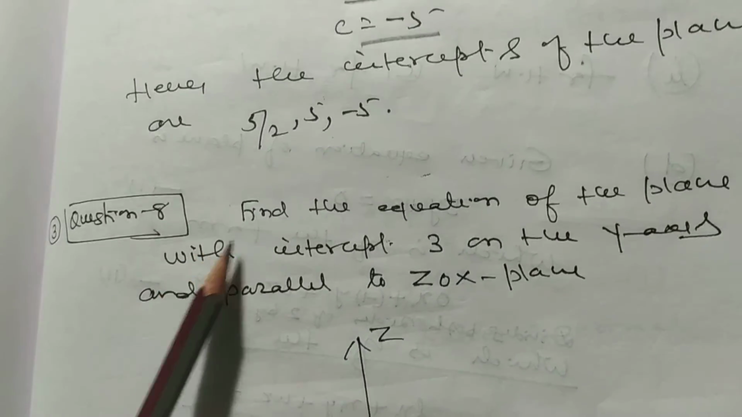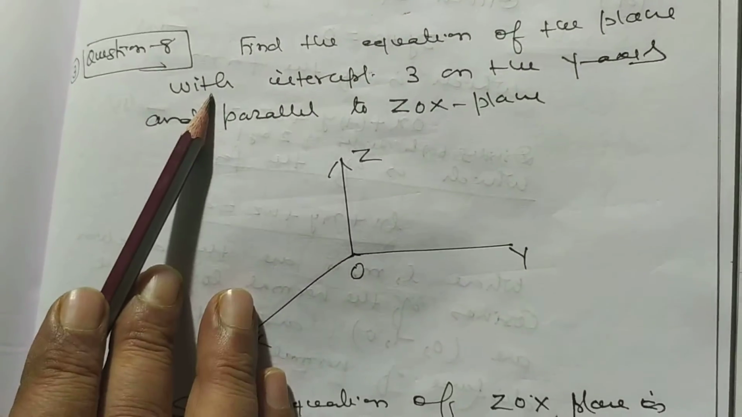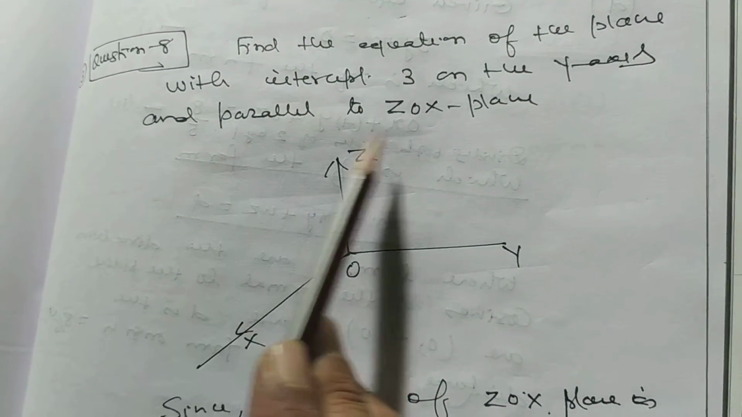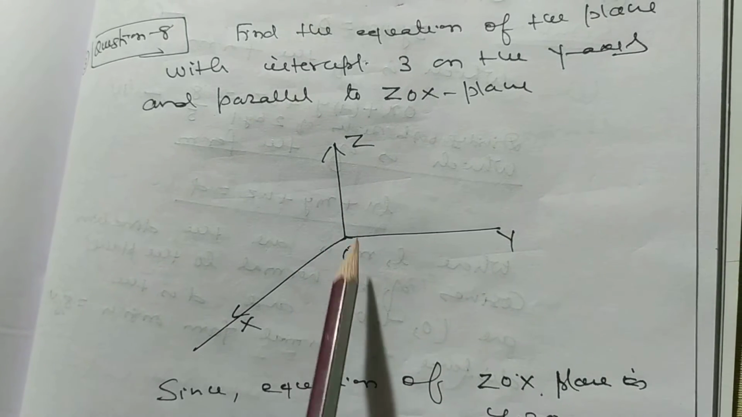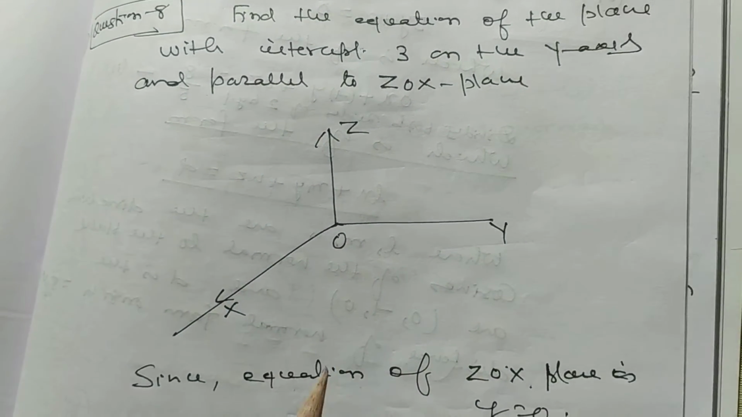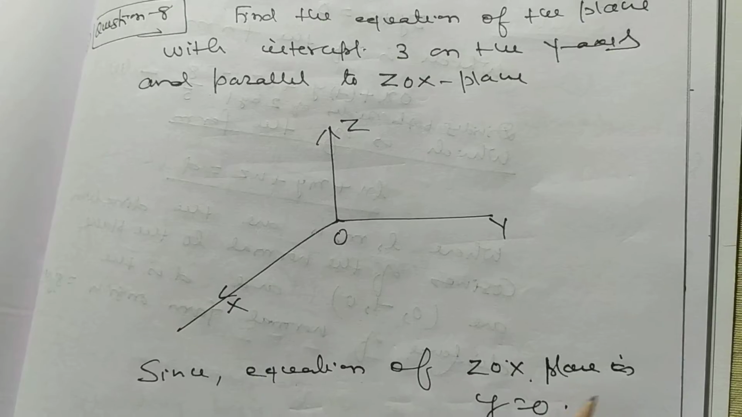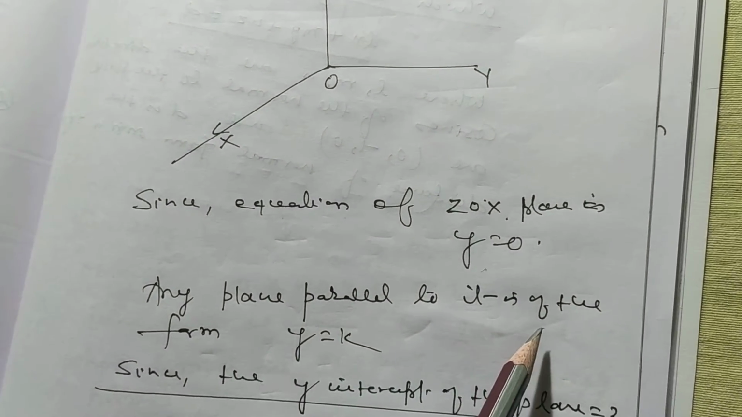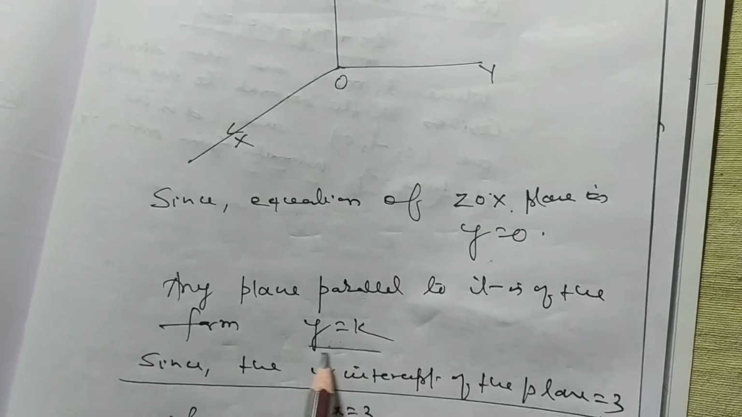Now question number 8. Find the equation of the plane with intercept 3 on the y-axis and parallel to the ZOX plane. Since the equation of the ZOX plane is y is equal to 0, any plane parallel to it is of the form y is equal to k.